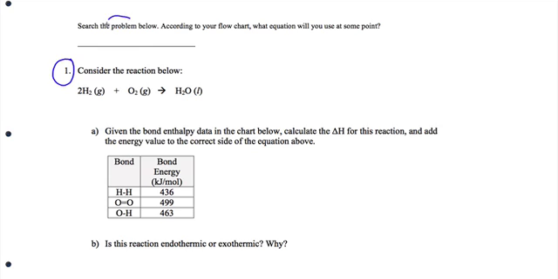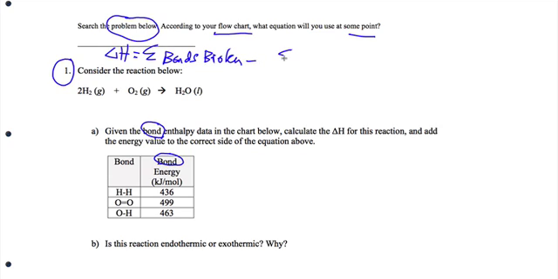It says search the problem below and according to your flowchart, what equation will you use? Well, notice that we see the word bond here and we see the word bond here. So we're going to use the equation delta H equals the sum of the bonds broken minus the sum of the bonds formed. And when I say bonds, what I'm really referring to here is bond energy. How hard it is to break those bonds.